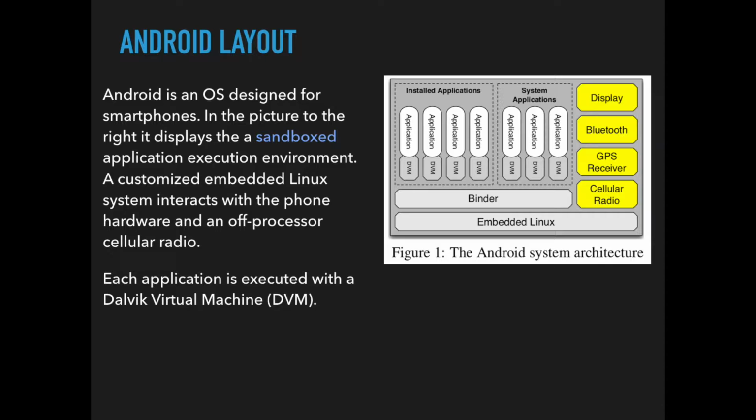A customized embedded Linux system interacts with the phone hardware and an off-processor cellular radio. The binder middleware and application API runs on top of Linux. To simplify, an application's only interface to the phone is through these APIs. The phone comes pre-installed with a selection of system applications such as phone dialer, address book, etc. Each application is executed with a Dalvik virtual machine, DVM for short.